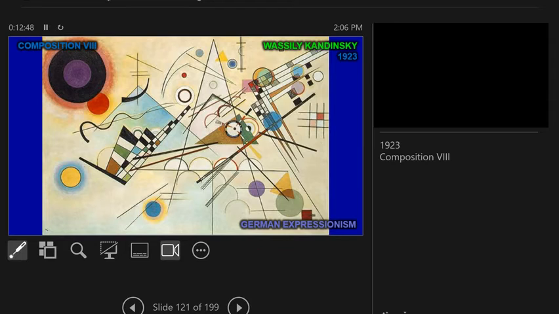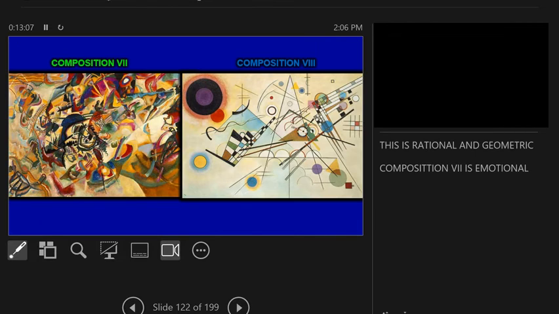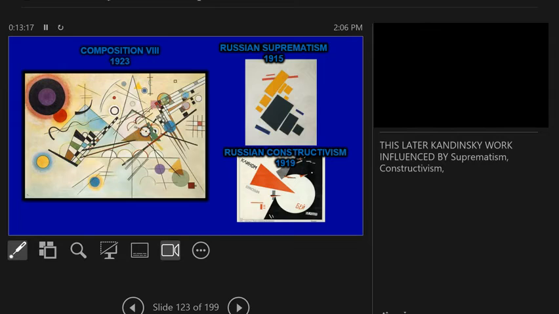Now, in this painting right here, I want you to notice the date on this one. It's a lot later, but he has finally achieved total abstraction or non-objective art. This is just a painting of colors, shapes, and lines. It's rational and geometric, whereas Composition 7 is very emotional. And this painting, Composition 8, is very influenced by the Russians and what they did in art and their exploration of total abstraction and non-objective art. We haven't quite gotten there yet. We're going to get there. But you can see that the Russians influenced his later work.